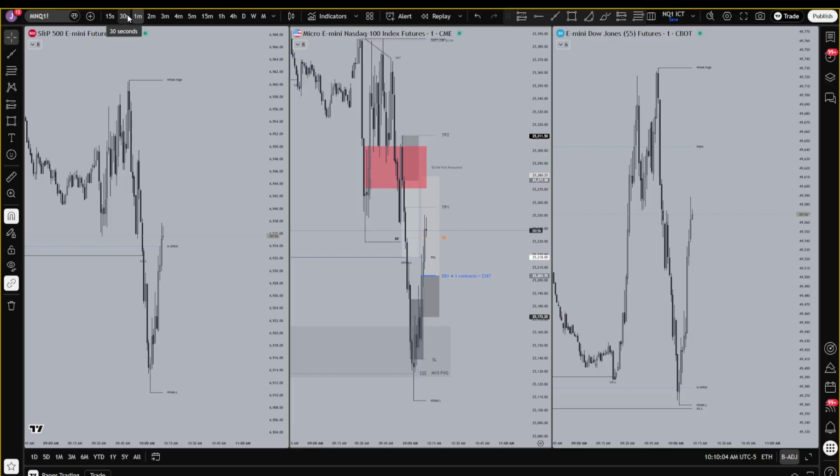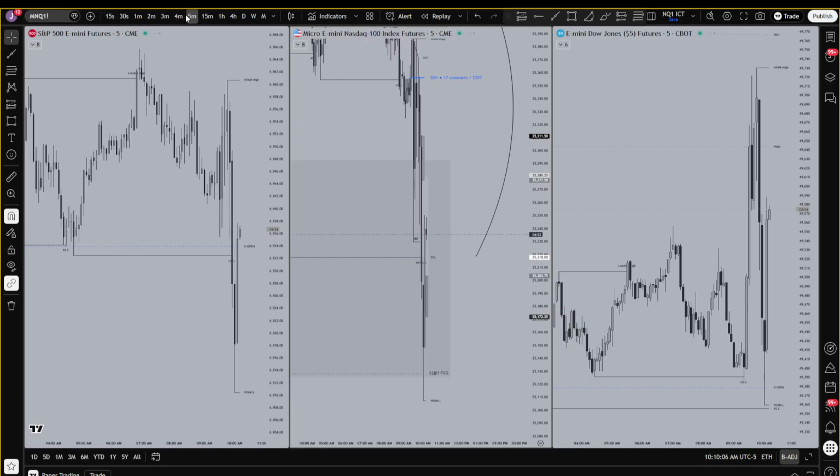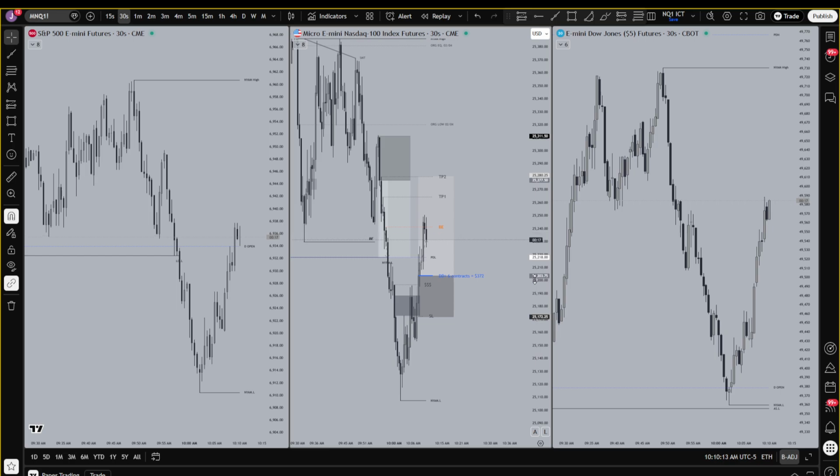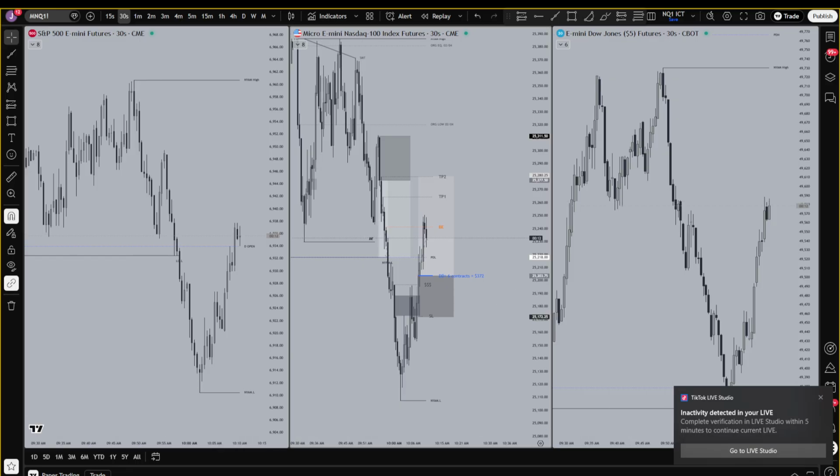But yeah, 5-minute close edge to not inverse. Oh wow, yeah. See this fair value gap that we're inside of right now, we could totally respect it and then close this 30-second and then just... Yeah, we definitely could.